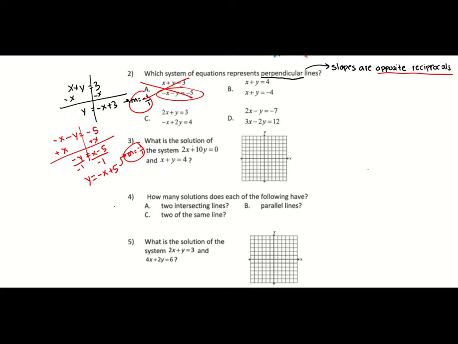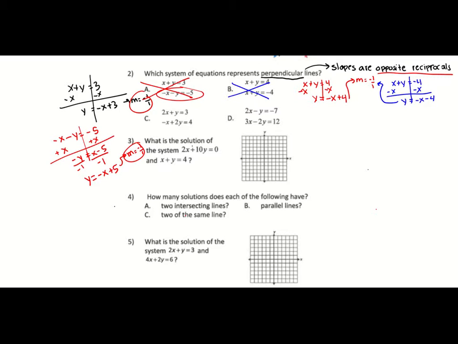Let's try B. If we have x plus y equals 4, if I move that x term to the other side, I'm left with y equals negative x plus 4. This makes my slope negative 1 over 1. For my second equation, x plus y equals minus 4. If I subtract x from both sides again, I'm left with y equals minus x minus 4. Again, this makes my slope the same thing, a minus 1 over 1. So it is not B because those, again, are the same.